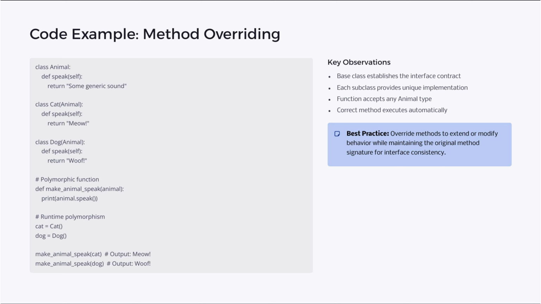In method overriding, the base class animal defines a generic speak method. Subclasses like cat and dog override this method to provide specific sounds, meow and woof, respectively. The makeAnimalSpeak function demonstrates runtime polymorphism by executing the correct method based on the object's actual type, ensuring interface consistency while allowing unique subclass behavior.